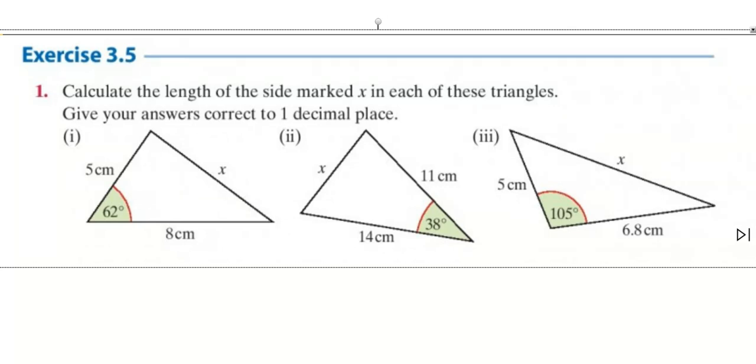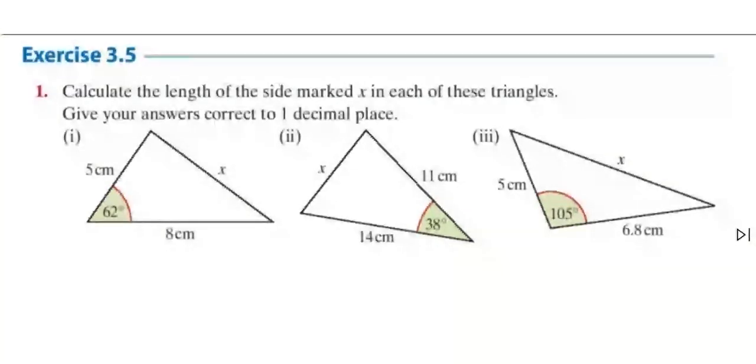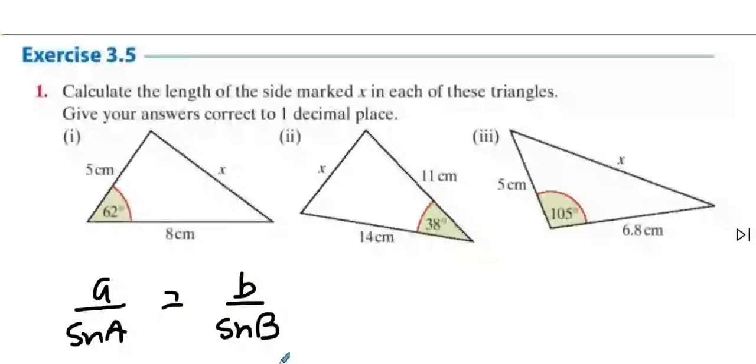Not a right angle triangle. And so that rules out Pythagoras' theorem and SOHCAHTOA. Everybody agreed? Okay. Only other thing we have in our arsenal is the sine rule currently. It's a over sine A equals b over sine B. And we're going to have an issue. I'll show you what the issue is, all right?